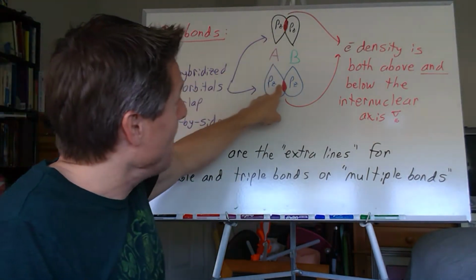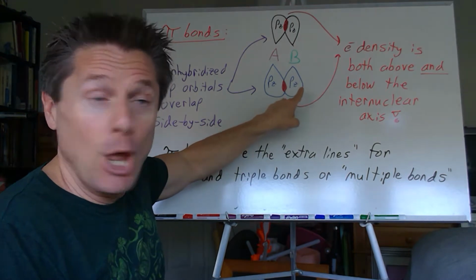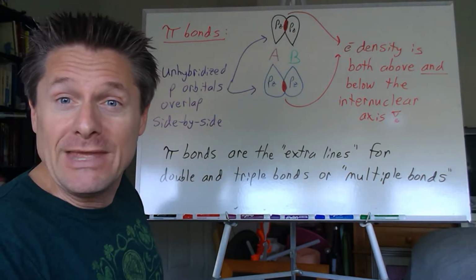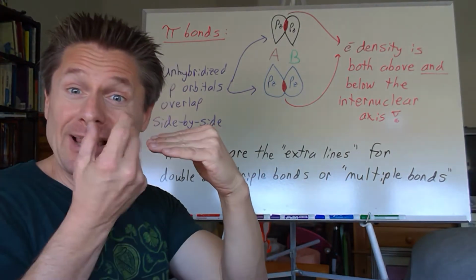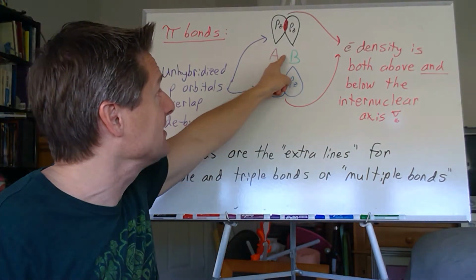So do you see the red there? The electron density is a little bit below and a little bit above the internuclear axis. That's much different than a sigma bond. Sigma bond, the electron density is in between the nuclei. So a sigma bond would be right here.